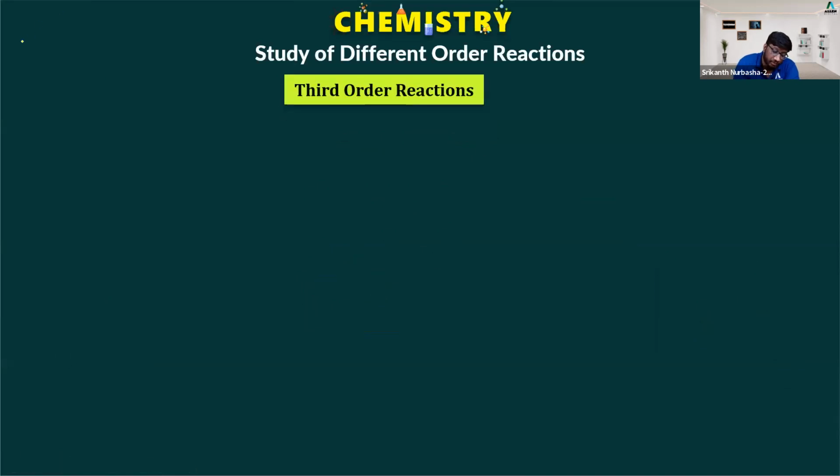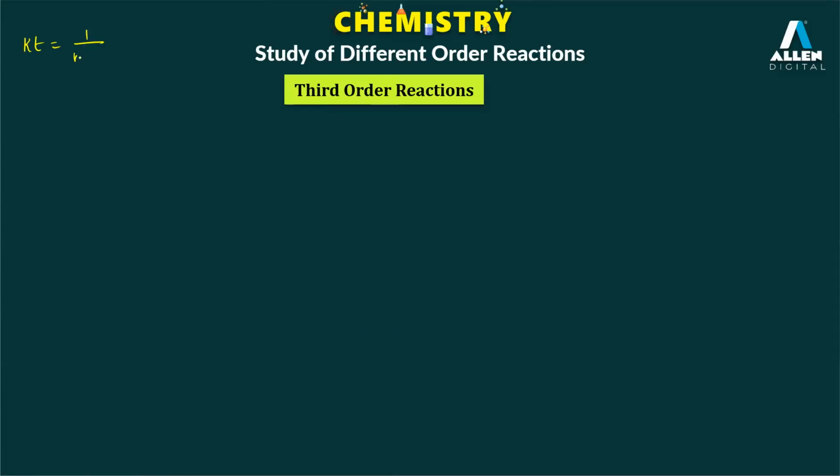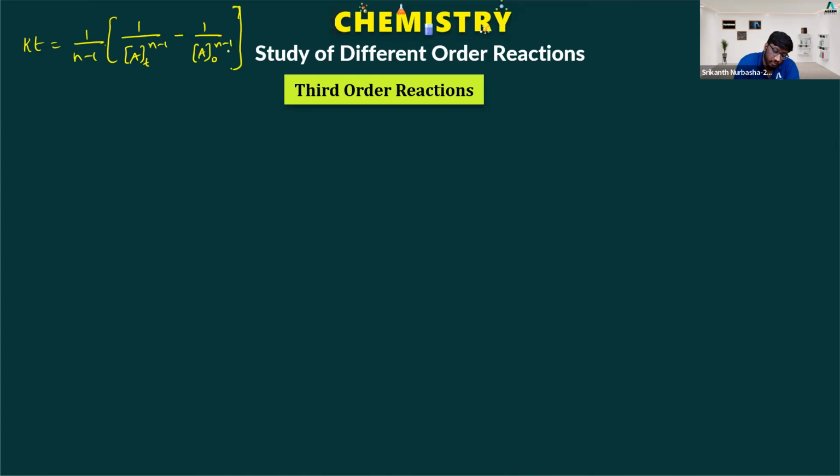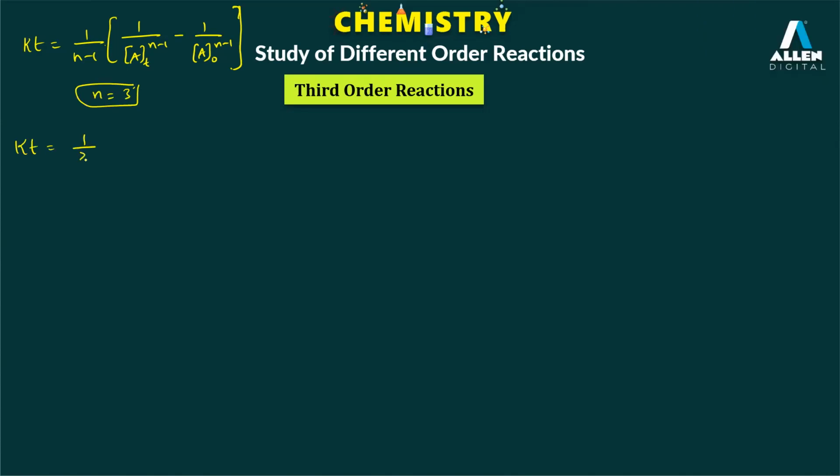So similarly, we can proceed with the third order reaction. Third order reaction means what? kt is equal to 1 by (n minus 1) into 1 by concentration of A at time t power n minus 1 minus 1 by A naught power n minus 1. Now n is equal to 3 for third order. So kt is equal to 1 by 2 into 1 by A t power 2 minus 1 by A naught power 2.